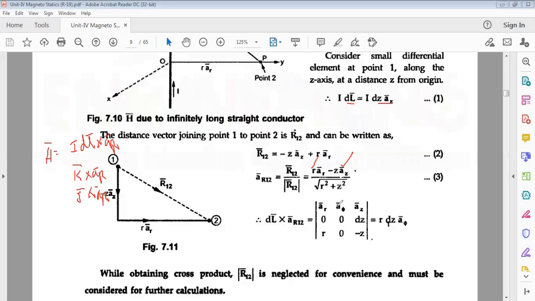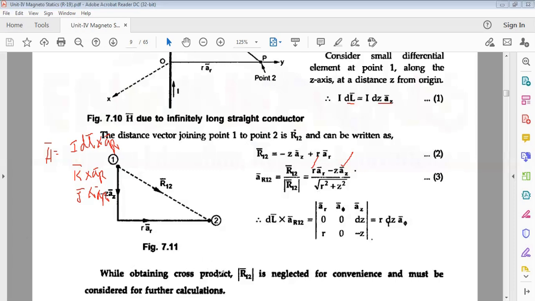For the second term also, you can take the minus. Minus into minus is a plus. So aφ into r into dz. Similarly, for az bar all the terms are 0. So dl bar cross ar bar is equal to r dz aφ bar.